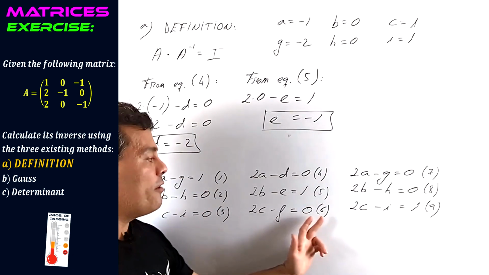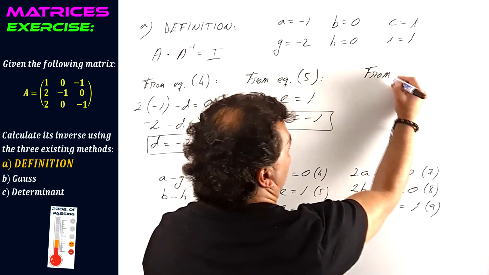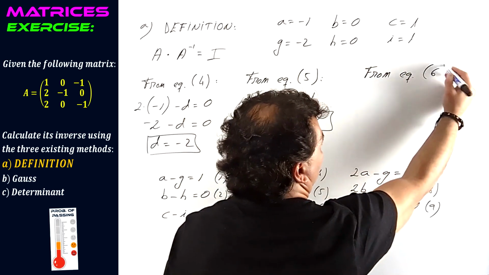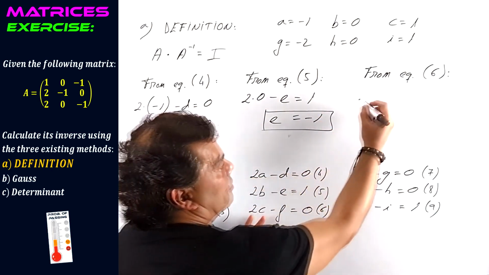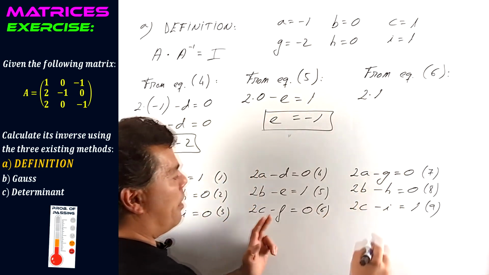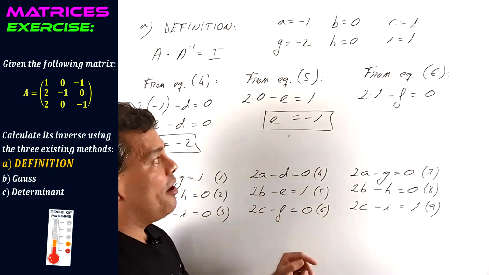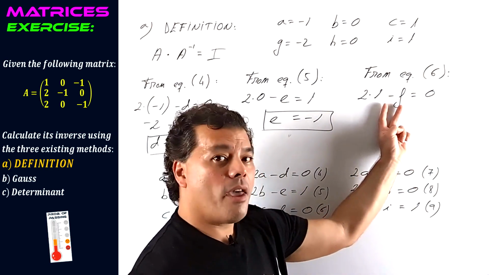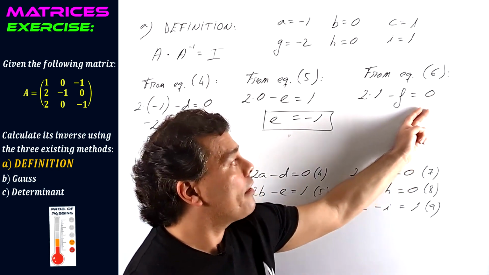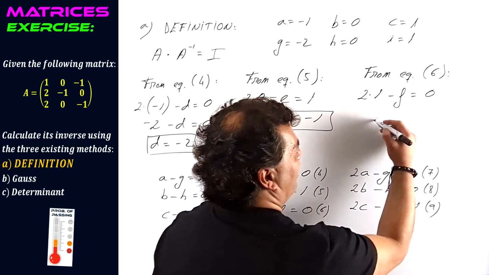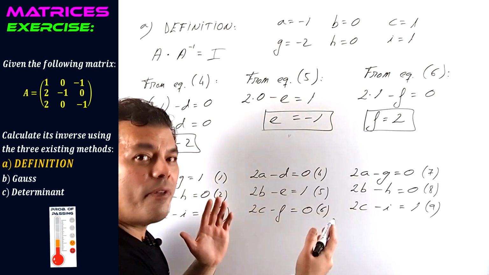And finally, we are going to use equation number 6. From equation number 6, 2 times C, that is 2 times 1, minus F equals 0, where I want you to imagine this negative F flying to the right in the form of positive F. F equals 2. F equals 2. The system is already solved.